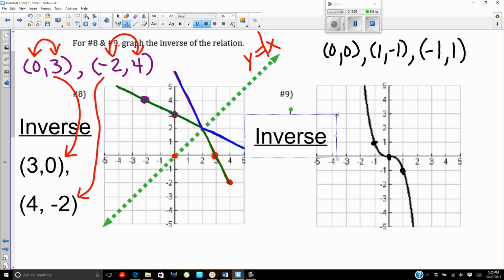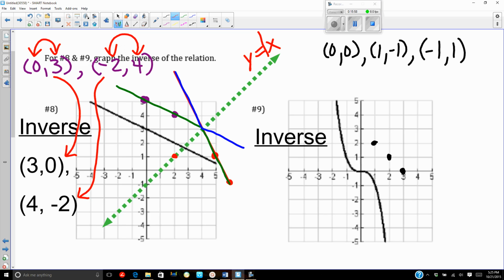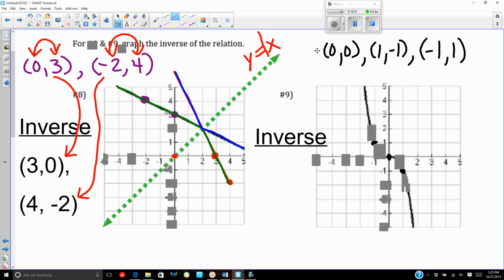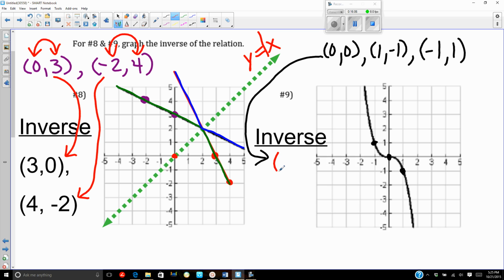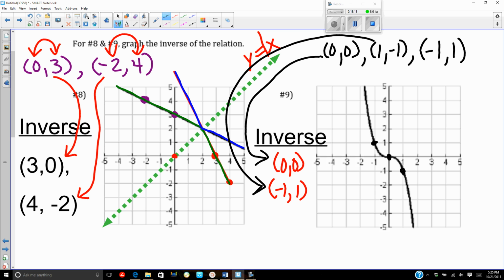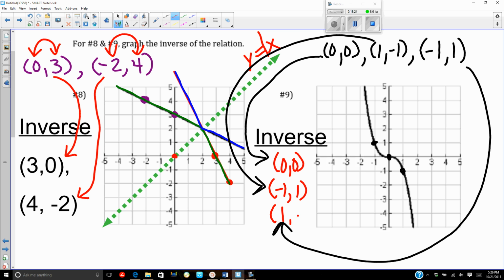So if those are the points on the graph, to find the inverse, we're just going to flip-flop the points. So 0, 0. If we just flip-flop 0, 0, nothing really changes there. Still stays 0, 0. We flip-flop 1, negative 1. Becomes negative 1, positive 1. And finally, if we flip-flop negative 1, positive 1, it becomes 1, negative 1. So you graph all those points, and you'll notice those are the points that we already have graphed. It's a rare instance where this function is actually its own inverse.